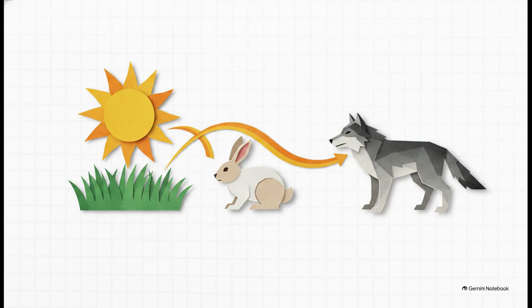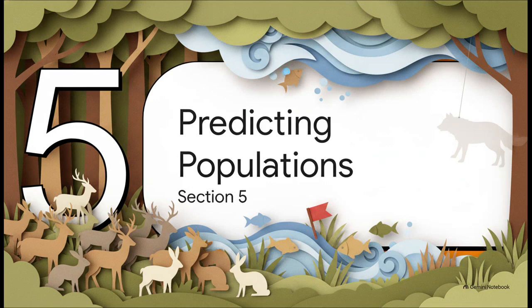This is a very streamlined model of a food web. Energy flows from the sun, to the grass, to the rabbit, and finally to the wolf. And as long as these three groups remain stable, the ecosystem is in a really healthy, delicate balance. But what happens to our perfectly balanced ecosystem if we just completely remove the predator? Let's break this down together in Section 5, Predicting Population Changes.